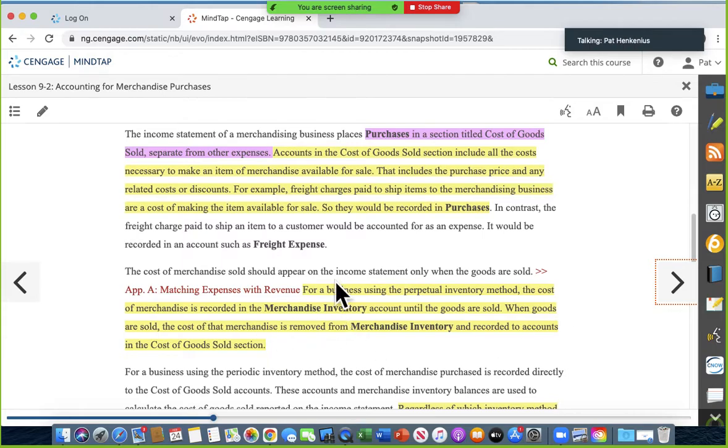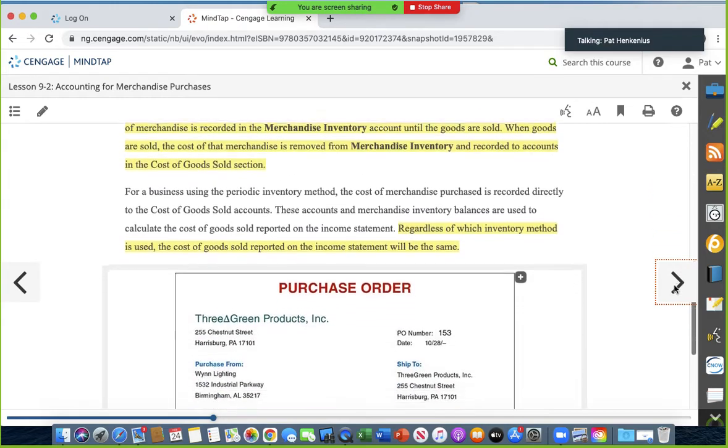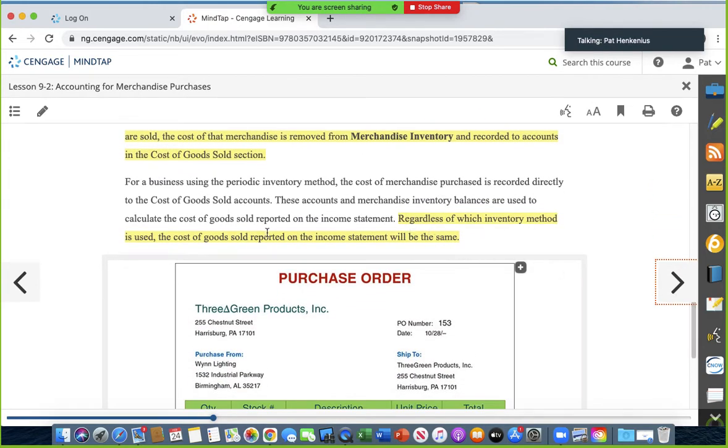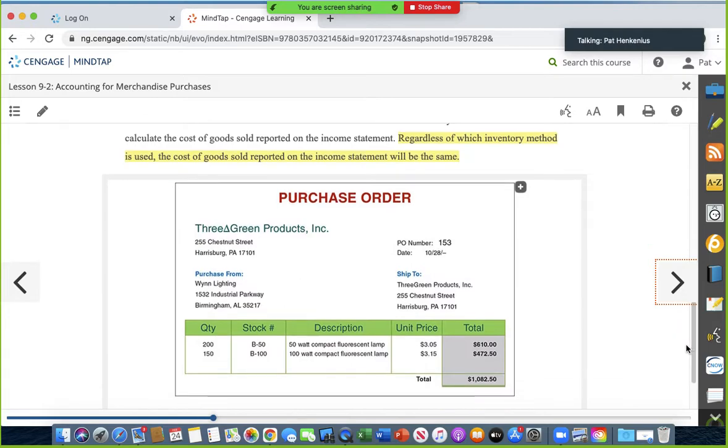And this just talks about if you use perpetual or periodic, so it's nothing too bad. It just says, regardless of which inventory method is used, the cost of goods sold is going to be reported on the income statement either way. And so we're going to be keeping track of purchases for merchandise, okay?